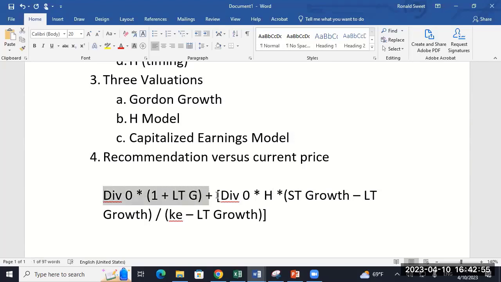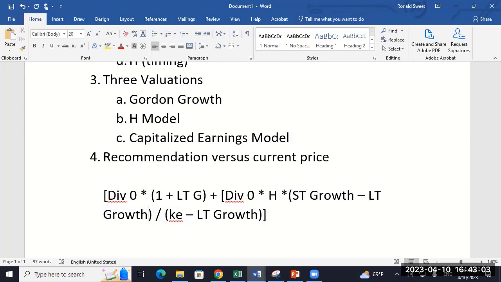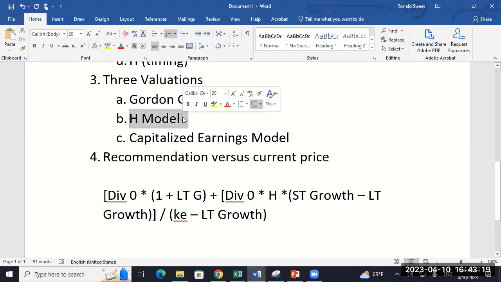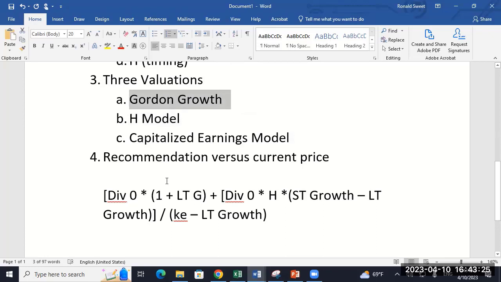It's not dividend 0 times 1 plus long-term growth plus all of this. It is all of this divided by that. All right. So students do that. And that's obviously going to give you a really bad answer. You can check it. If your short-term growth rate is higher than your long-term growth rate, the H model has to give you a higher number than Gordon growth. So if you get $80 on Gordon growth and you get $12 on the H model, then you probably did something wrong and you should go back and recheck it.